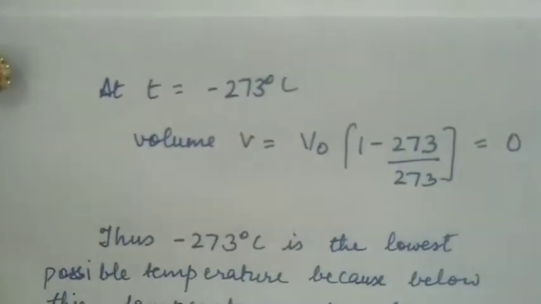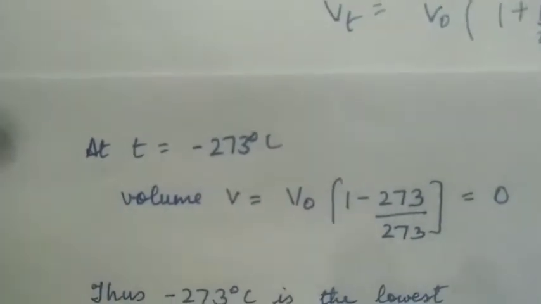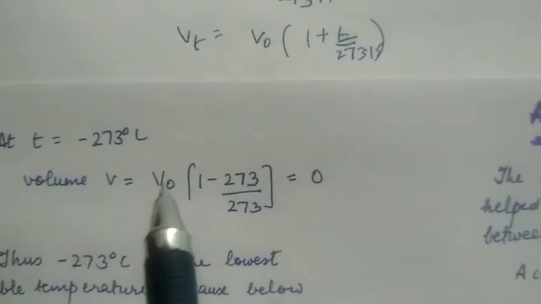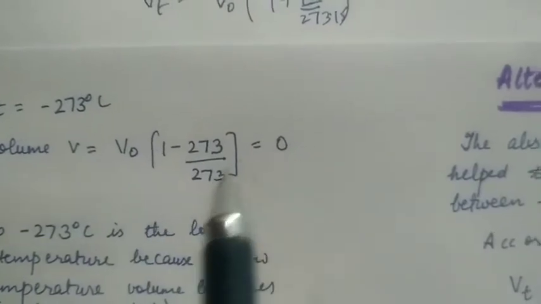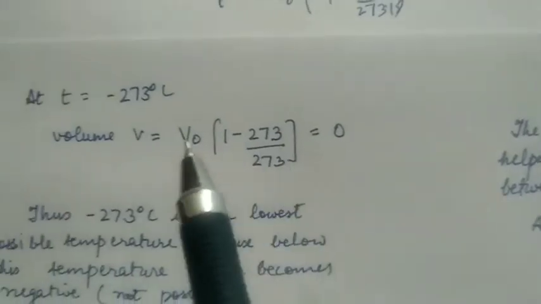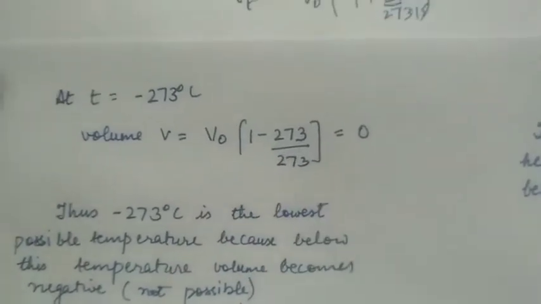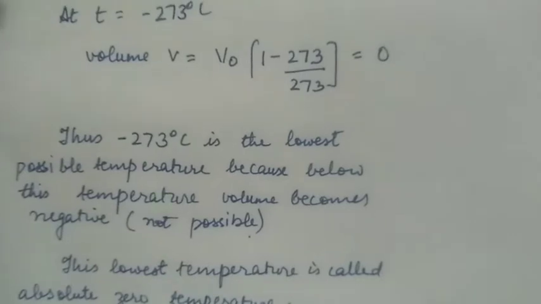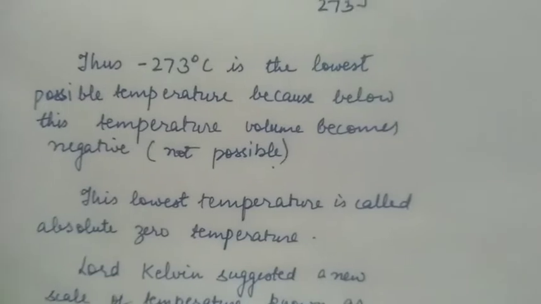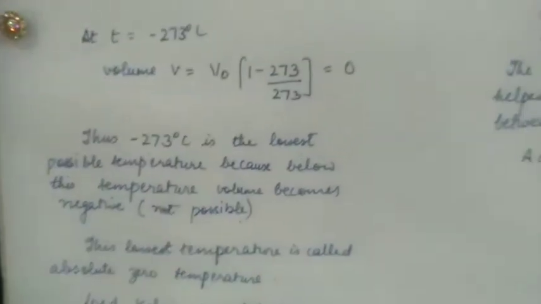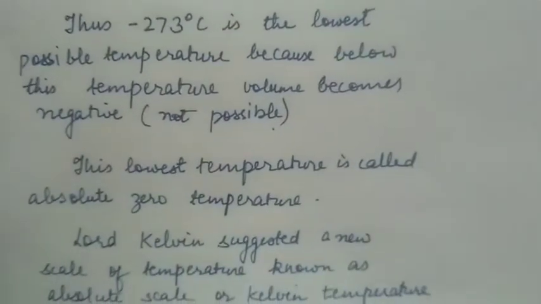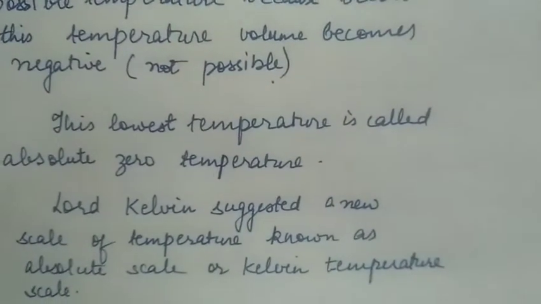This we can see from its mathematical equation also. Now T is minus 273, so this volume will be V0 into 1 minus 273 upon 273. This comes out to be 0. So the volume is becoming 0. So minus 273 degrees Celsius is the lowest possible temperature. Below this temperature, the volume will become negative, which is not possible. This lowest temperature is called absolute zero temperature.